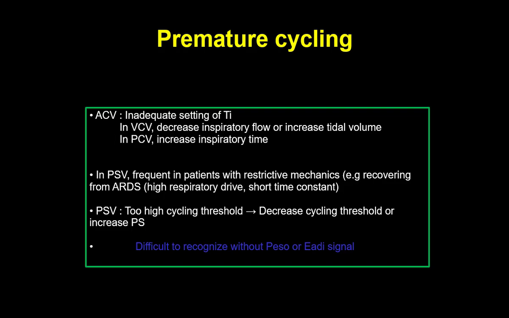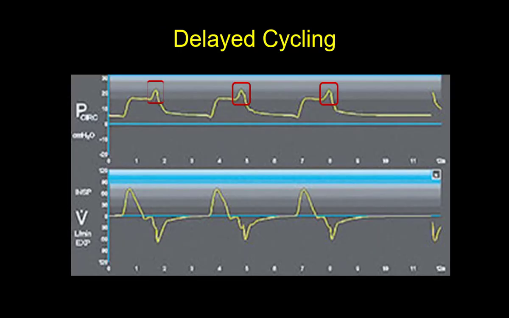So why is it premature cycling? Inadequate inspiratory time period set. You can always increase the inspiratory time in a pressure control waveform. In volume control, you can decrease the inspiratory flow or increase the tidal volume. These two things can also work in the same way. In pressure support, this is very common, especially in patients with ARDS. If we have too high a cycling threshold, we decrease the cycling threshold. As I said, decrease it to 10% so that you have more time for inspiration. The idea is to increase the inspiratory time. Then only premature cycling will be stopped.